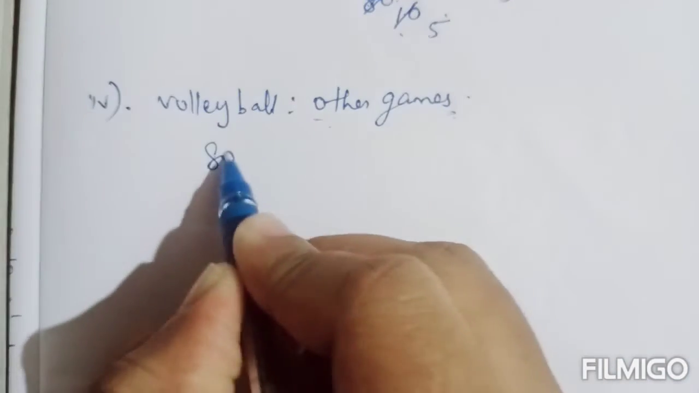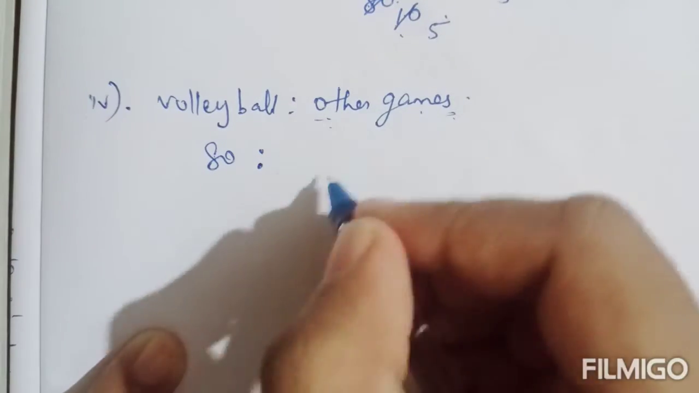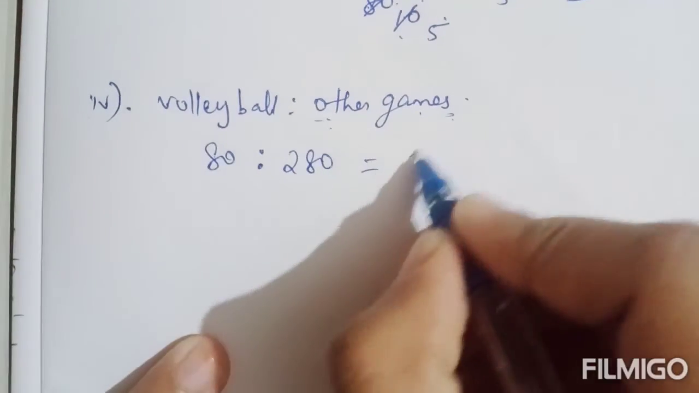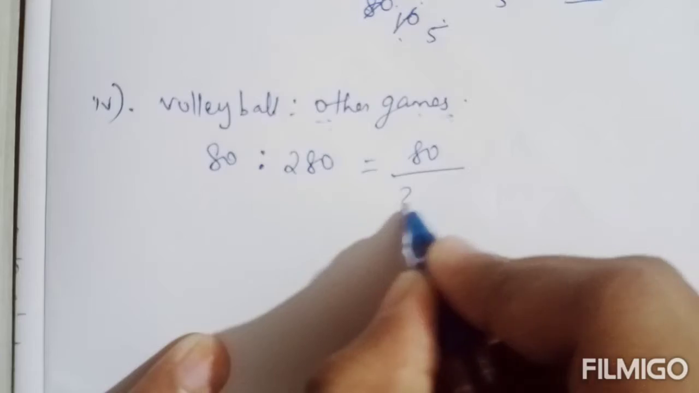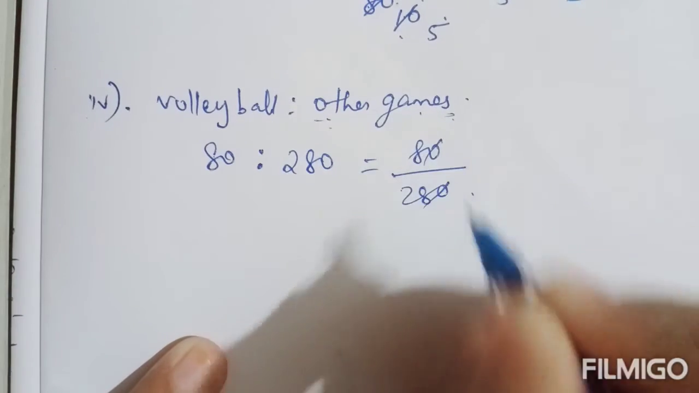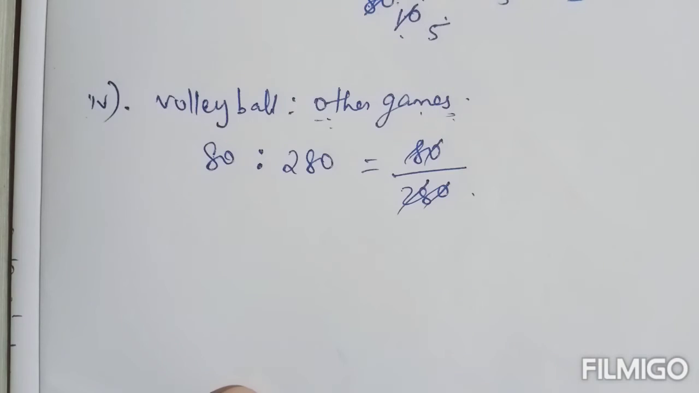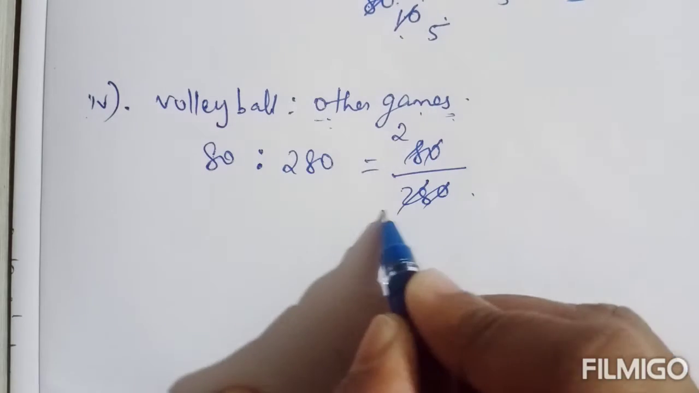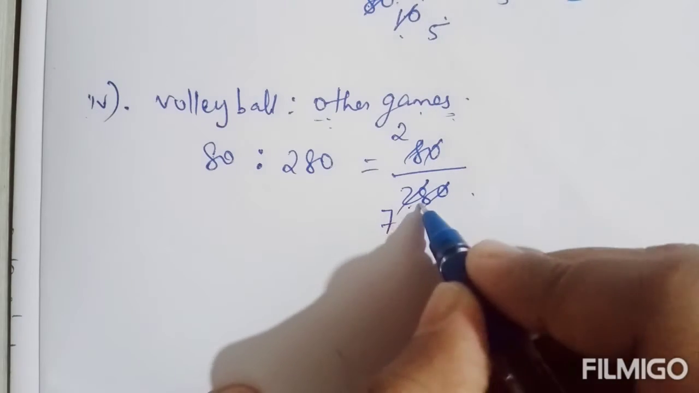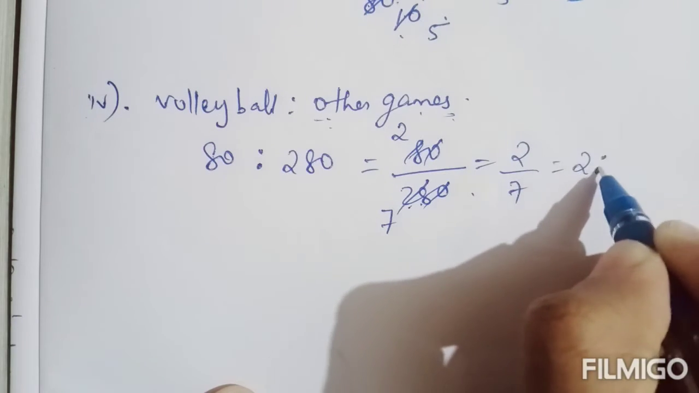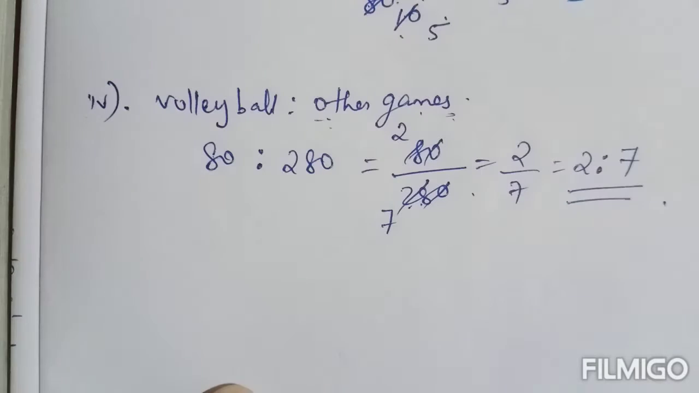Okay, the number of members who play volleyball, it is 80 is to other games, who play other games, it is 280. So 80 is to 280, we can write it as 80 by 280. 0 0 you can cancel. Now 8 and 28 will go in 4. 4 into 2 8, 4 into 7 28. So 2 by 7 we can write it as 2 is to 7.